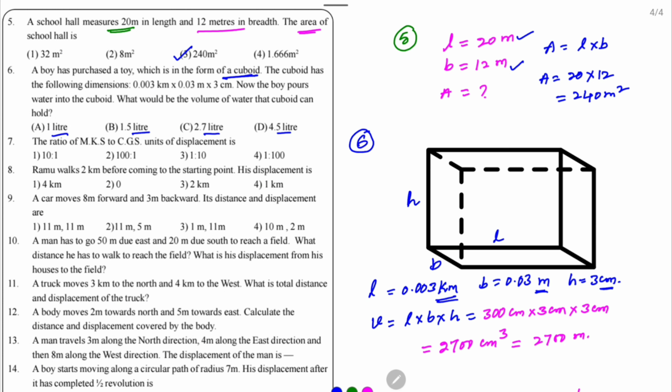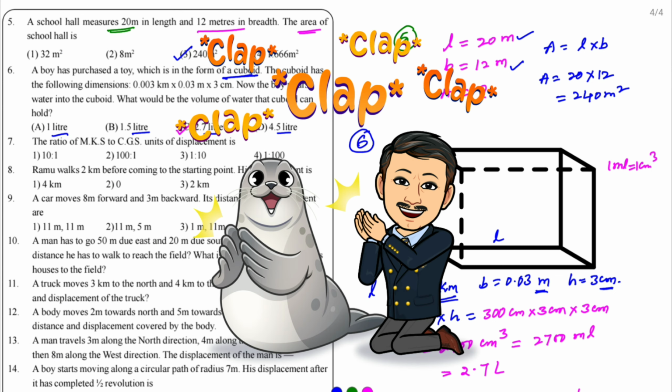2700 ml, milliliter. Already we discussed 1 ml is 1 centimeter cube, right? So from that, now you can convert this into liter, which is 2.7 liter. So the answer is C. Did you get the same answer, my dear, for this question? Oh, you're great.